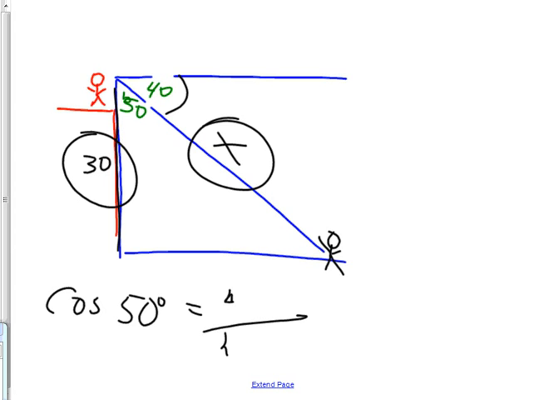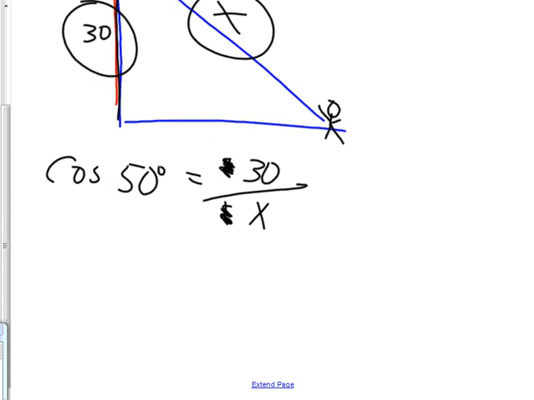I'm just putting little tiny letters in there to remind me what goes where. The adjacent is 30, so I'm going to get rid of the a there and put a 30. The hypotenuse is x, so I'm going to get rid of the h, put an x. And there's my equation. Raise your hand if you set it up right. Good. The last step is you actually take the calculator, you type in cosine 50, and this will be a number. You'll put that number right there.